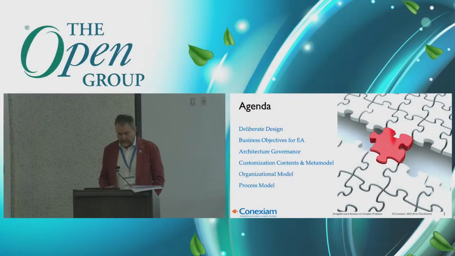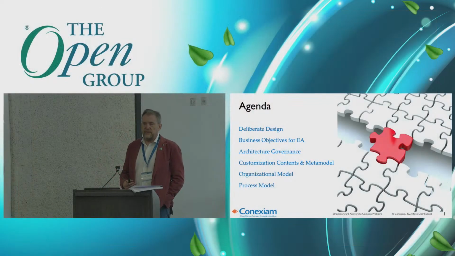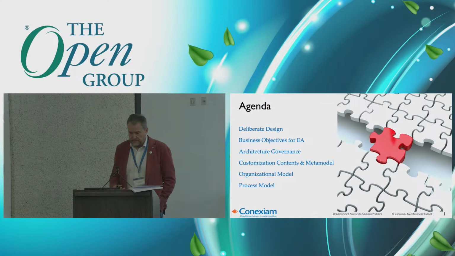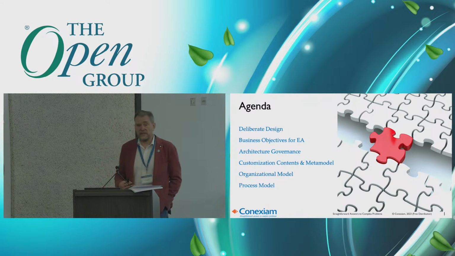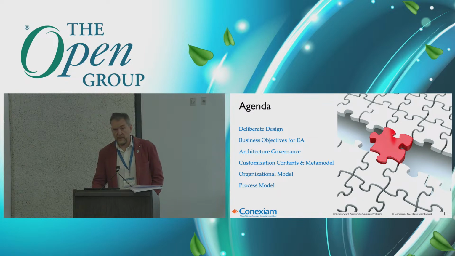So the pieces I'm going to talk about: one is deliberate design. What is it that you are attempting to accomplish for your EA team? How do you structure governance effectively? And then customizing your content and your method. What is your organizational design model for success, and what processes do you need to set up?